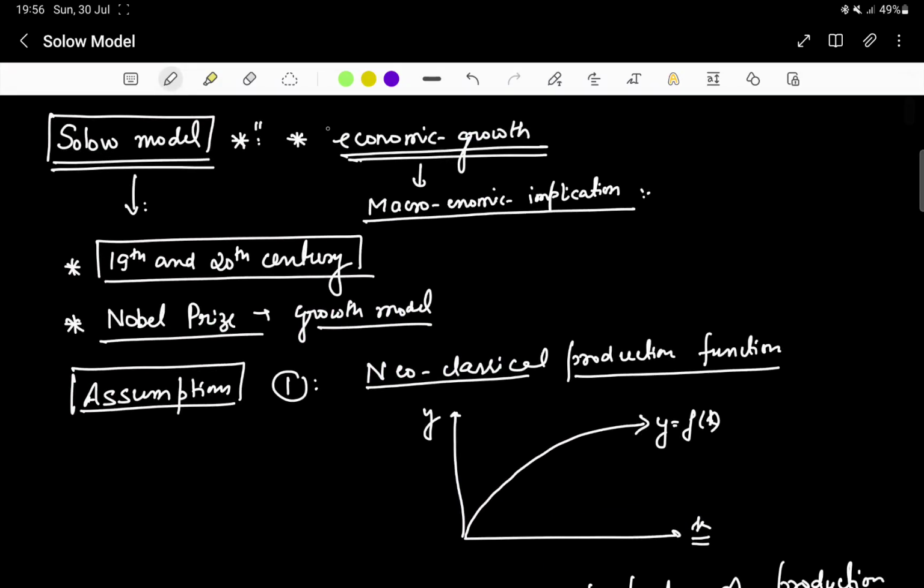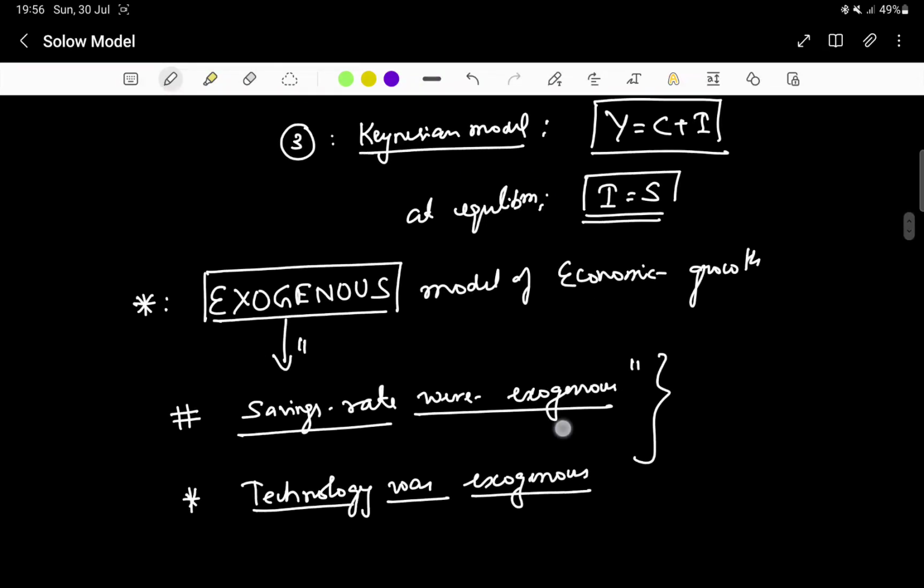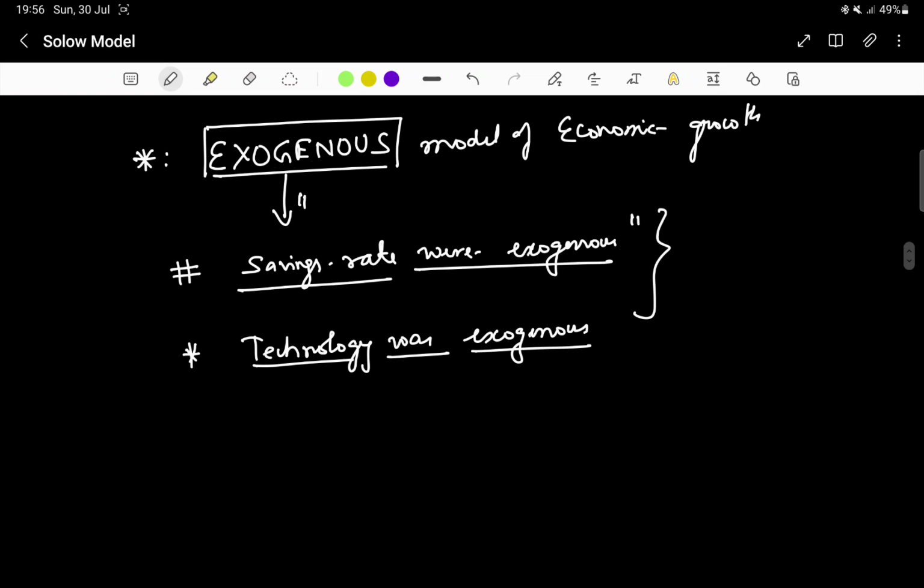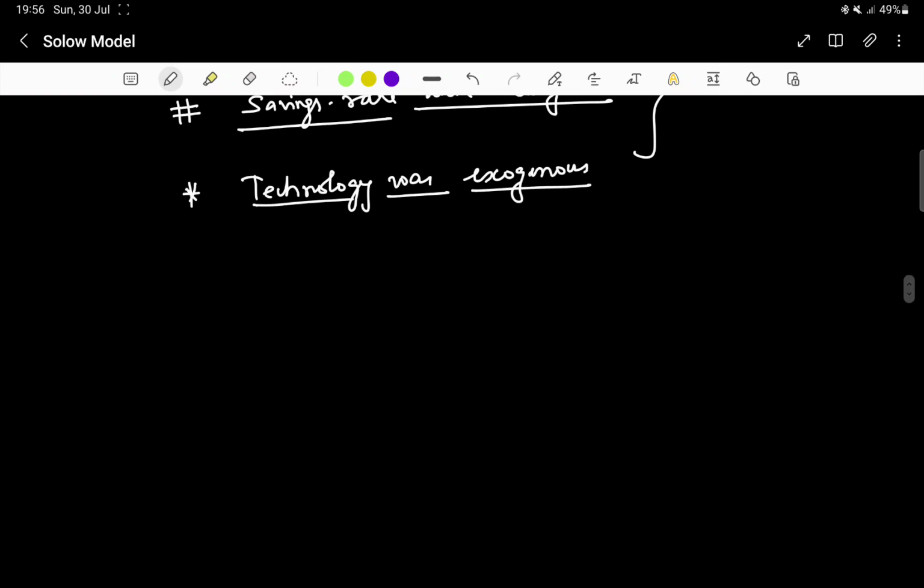model of economic growth. It was the first major contribution and first study which was done in the field of economic growth, and which actually changed the paradigm in economic growth models. Now we shall look into it.